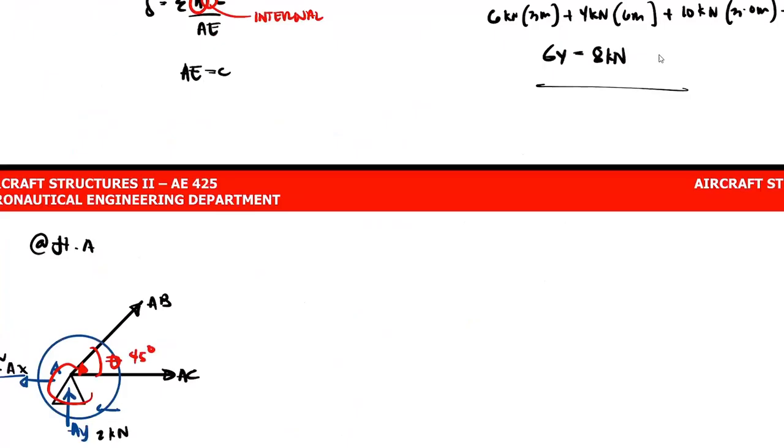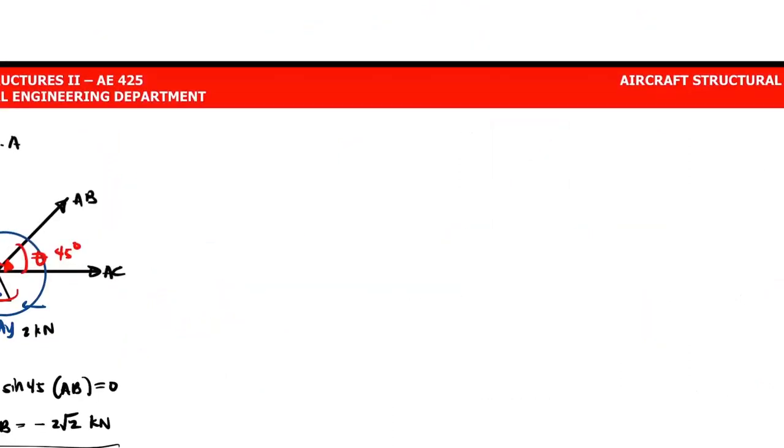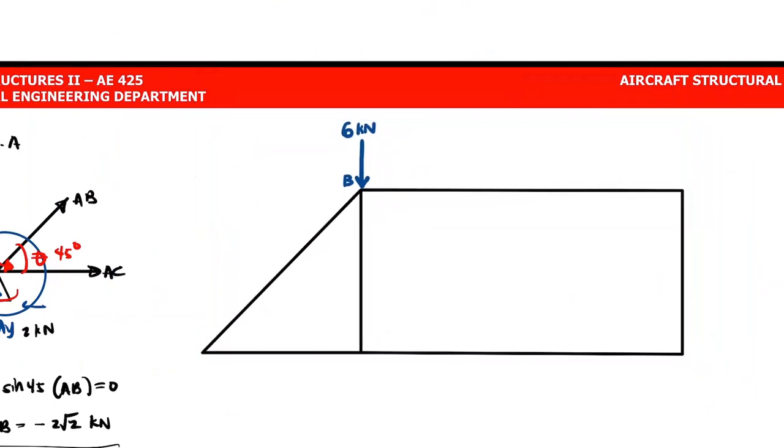Okay, next is meron na tayong A. Pwede nating isunod is AB. Pwede naman B. So next natin is yung B. So copy ko lang. This is our joint B naman. So this is your joint B. Burahin ko lang yung iba.